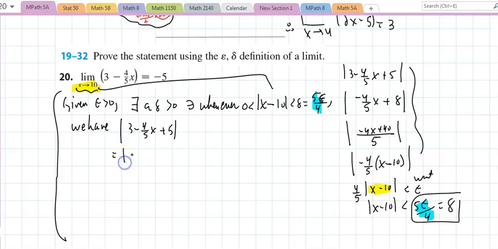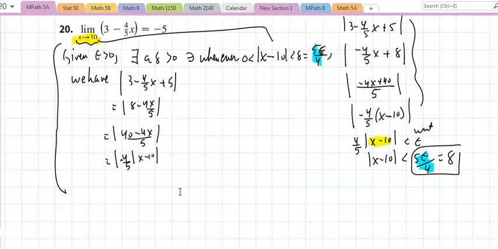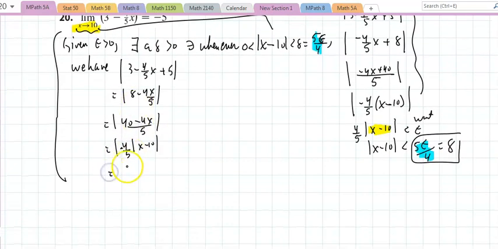And that's going to be the absolute value of 8 minus 4x over 5. That's going to be 40 minus 4x all over 5. That's going to be 4/5 times negative 4/5 into x minus 10. And I'm going to say that is 4/5 absolute value of x minus 10.